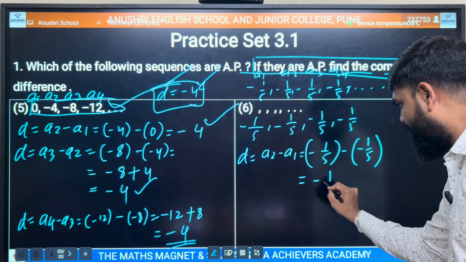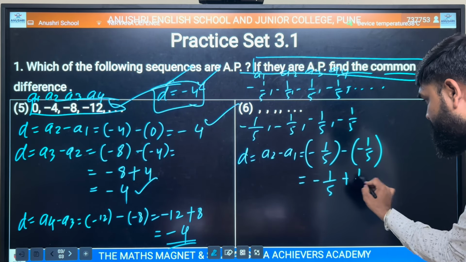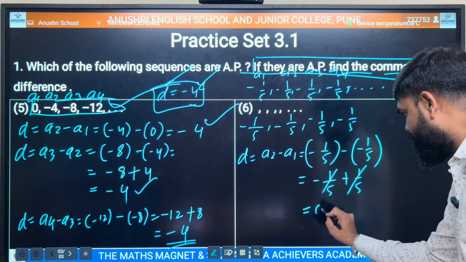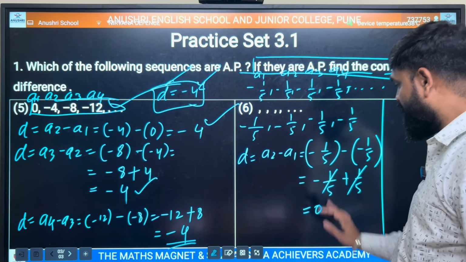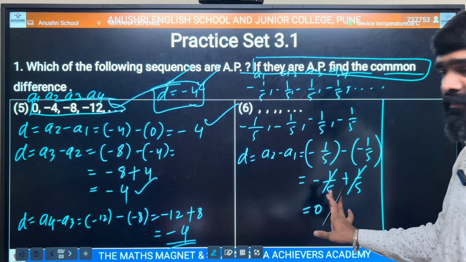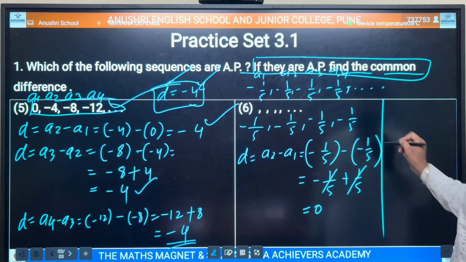So what do we have here? Minus 1 by 5, minus minus will be plus. So we can cancel this. Here we will get 0, because the positive and negative numbers are the same. So that is cancelled.